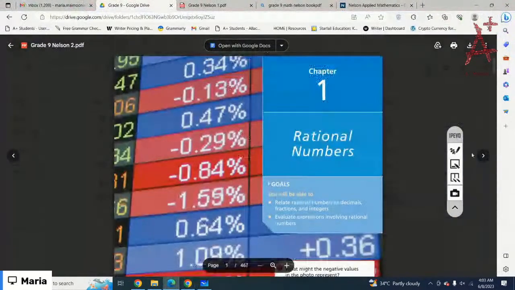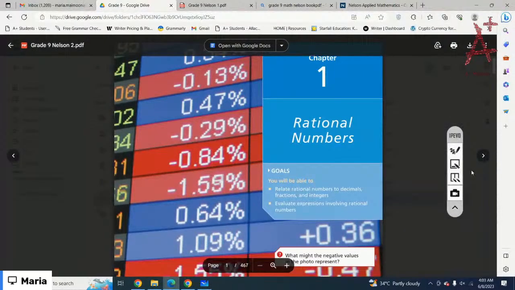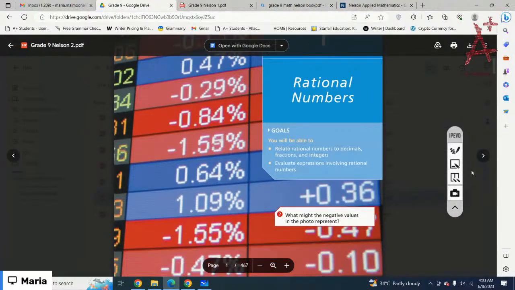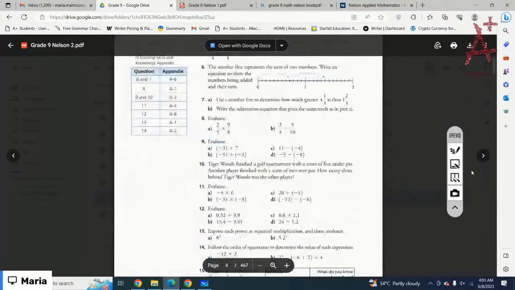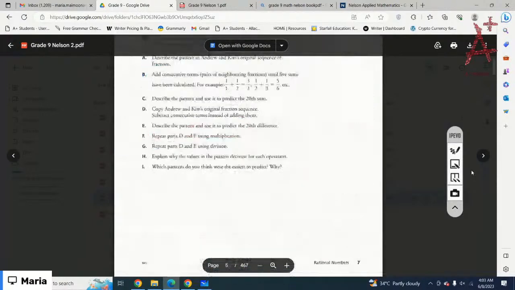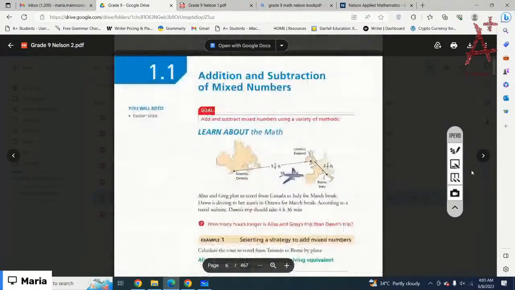Which book are we following? We are following the Nelson book. So the chapter we're going to start with is rational numbers. So let's just start with the first chapter. Got it? And let's start with the first lesson, that is 1.1. And the lesson is addition and subtraction of mixed numbers. So basically we're going to learn how to add and subtract mixed numbers using a variety of methods.